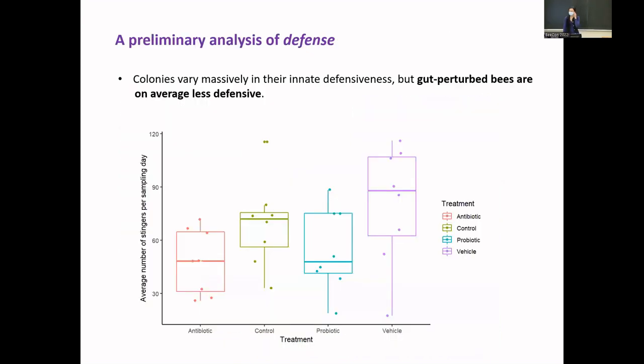So we were measuring this twice a week over a 4-week period. And here, this is a preliminary analysis of defense. On the x-axis, you can see the 4 different treatment groups: the antibiotic, control, probiotic, and vehicle groups. And on the y-axis, you see average number of stingers per sampling day. So here we can see that the vehicle supplemented treatment group seems to be the most defensive, and the probiotic and antibiotic supplemented groups appear to be most similar to one another.